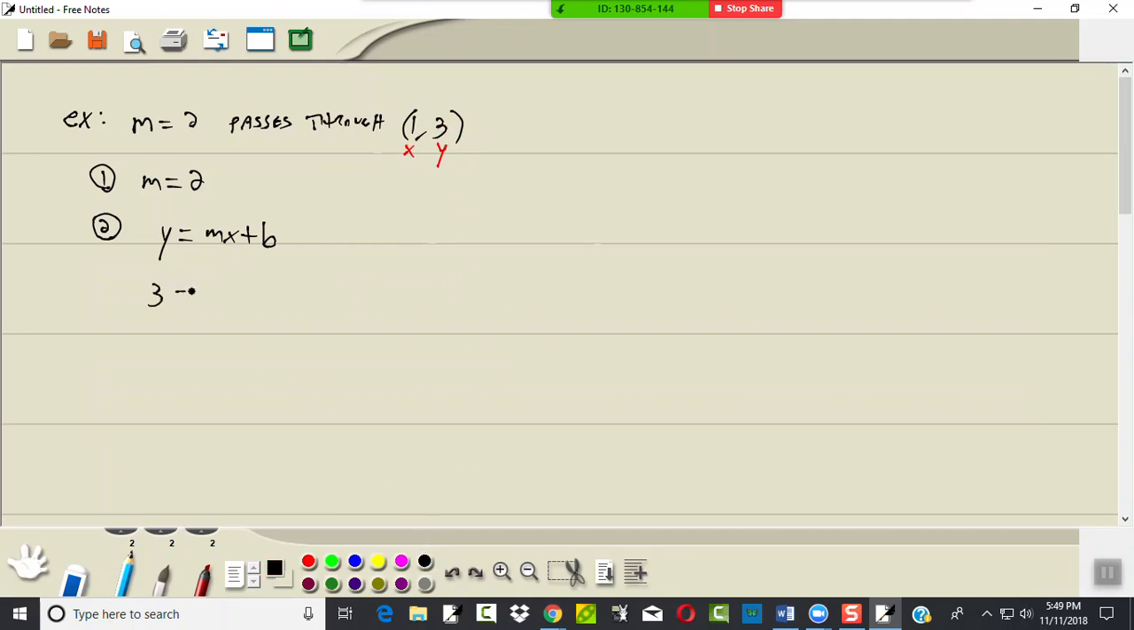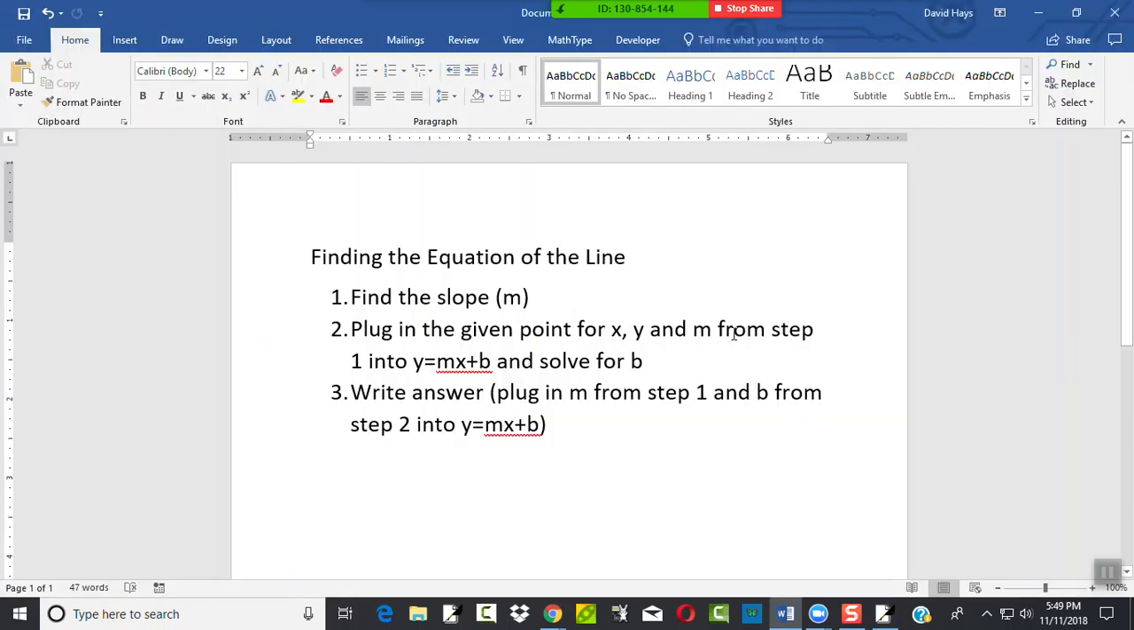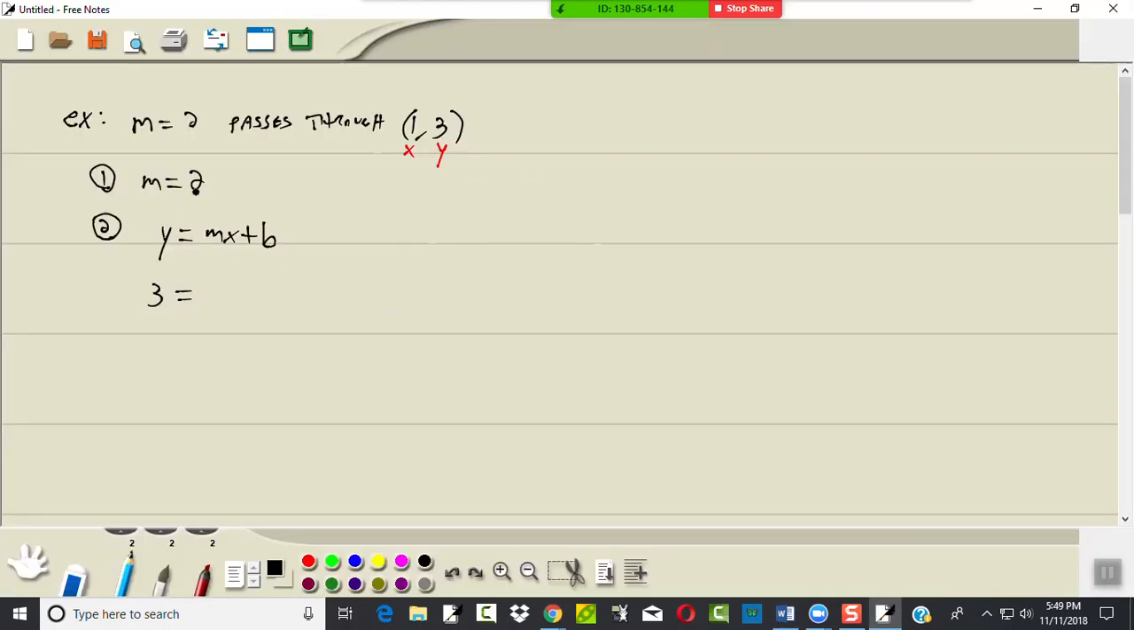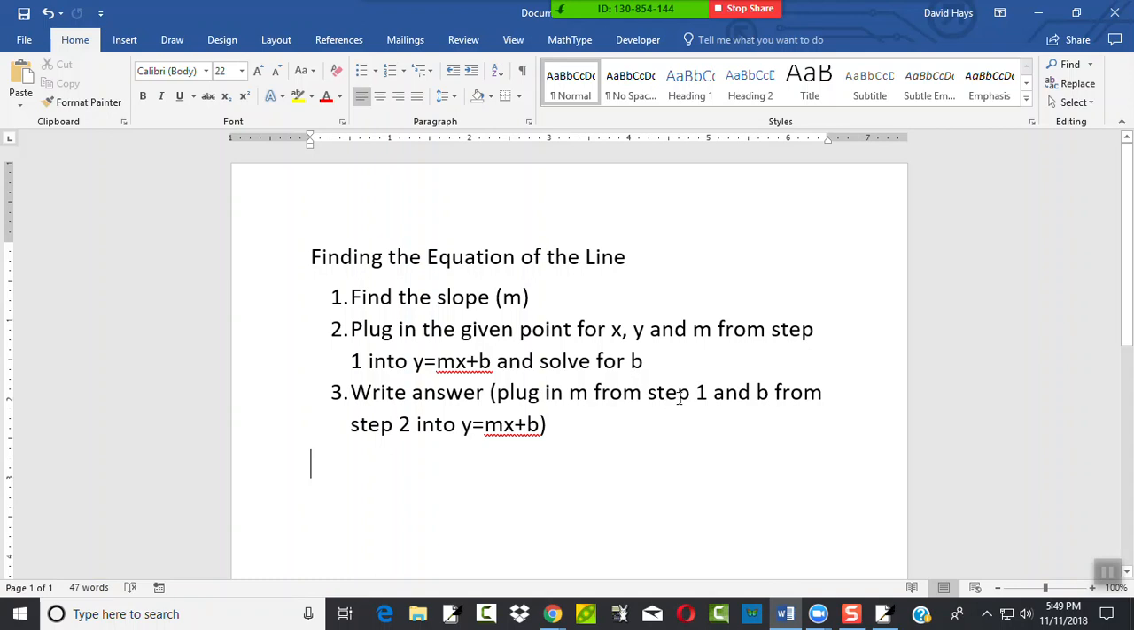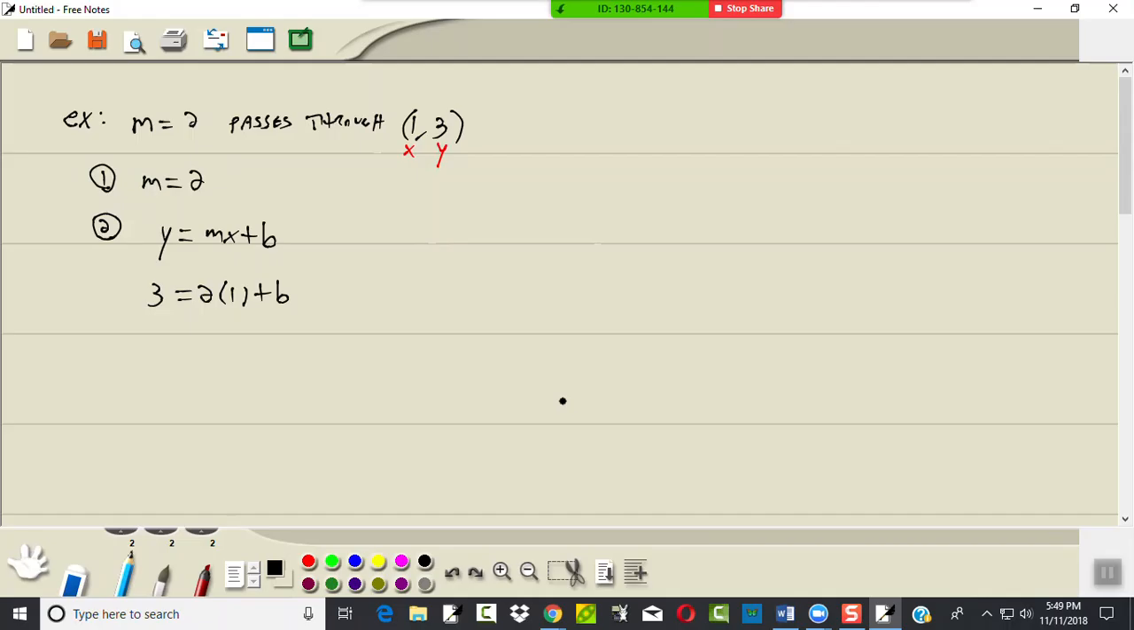So plug 3 in for the y. It also says to plug in m from step 1. Well, m from step 1 we said was 2, and then x is 1, plus b. And solve for b. So we got 2 times 1 is 2, plus b. Take the 2 over. It becomes a negative 2. 3 minus 2 is 1, so we got b is equal to 1.